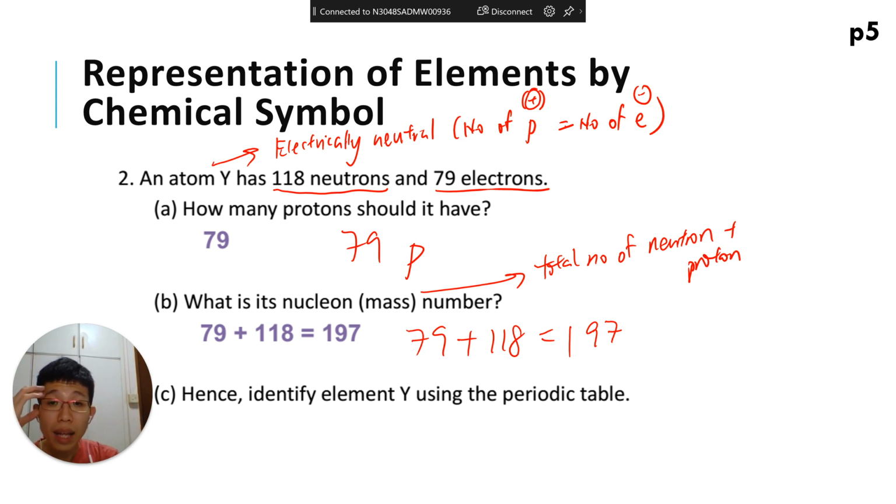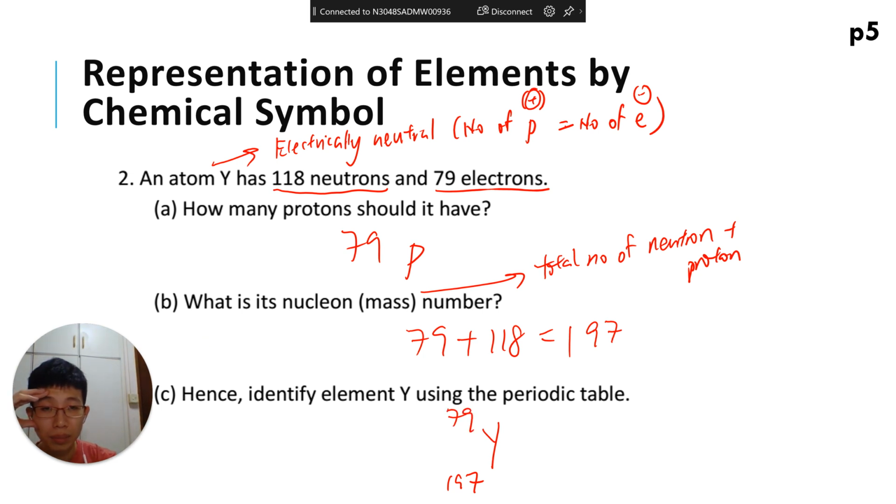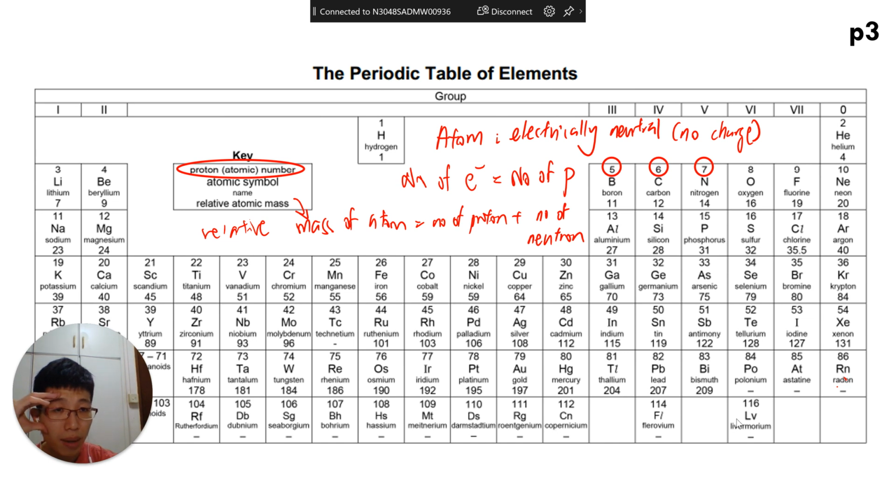So now lastly, hence identify element Y using the periodic table. We know that element Y has a nucleon number of 197 and a proton number of 79. So by looking at the periodic table, let's check for 197 and 79. So it's over here. This element Y is gold because it fits the criteria of 79 proton number and 197 nucleon number.